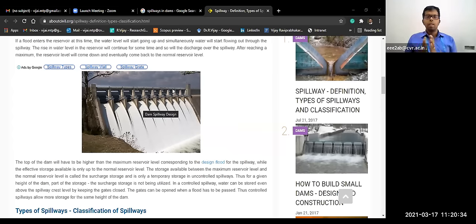Say, for example, you can store the water up to 120 feet in the dam. But for the safety of the dam, they will only store up to 100 feet. They will not go beyond that 100 feet. If they go beyond 100 feet, definitely your dam will be in a very big problem, and the construction and all will get damaged.